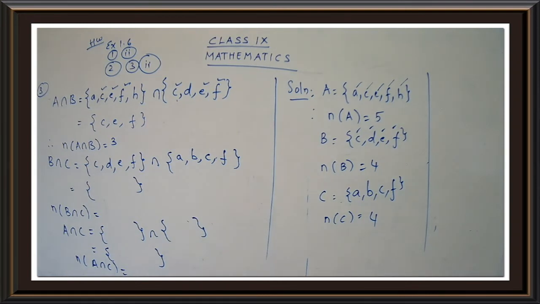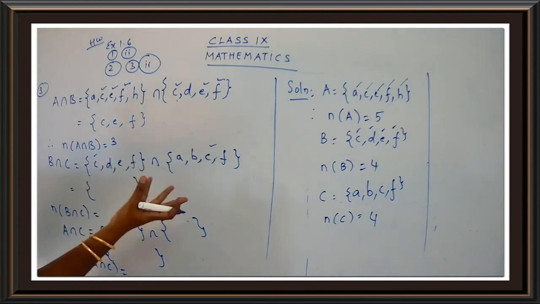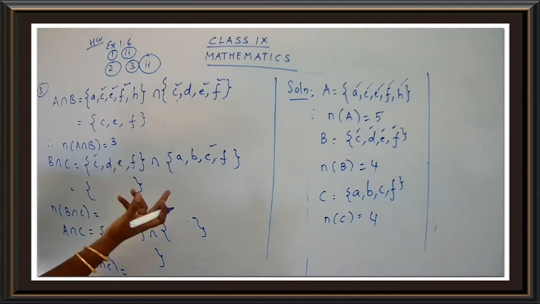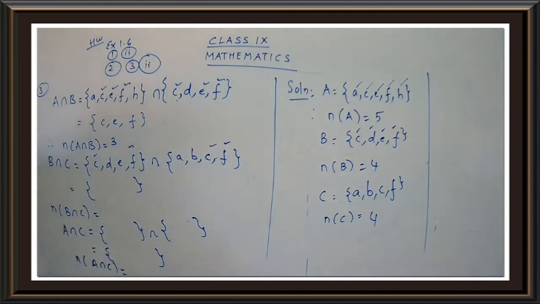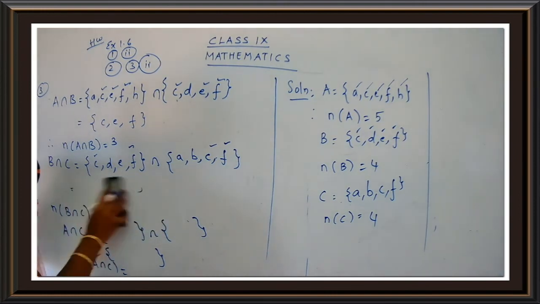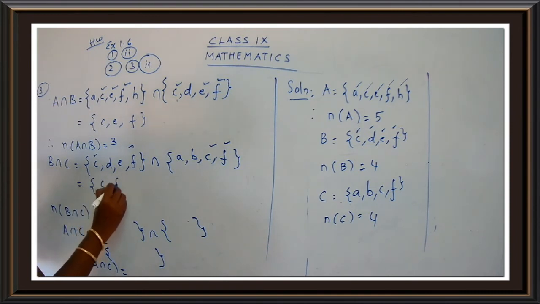Okay, have you started, children? Have you taken down? What is the answer you get here? What is common for B and C? C is common, okay. D is not there. E is not there. F is common. Yes? C and F is common. So put here C, comma, F.